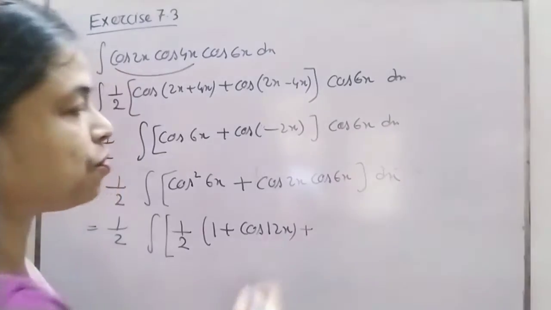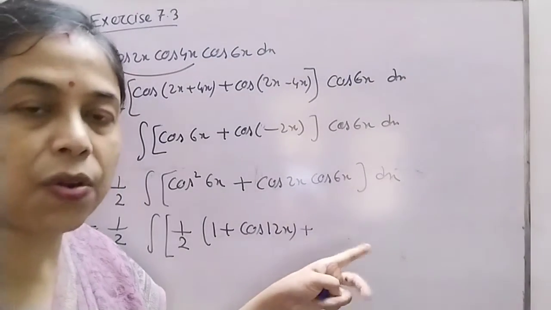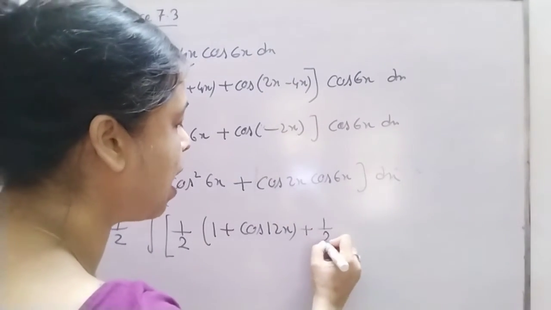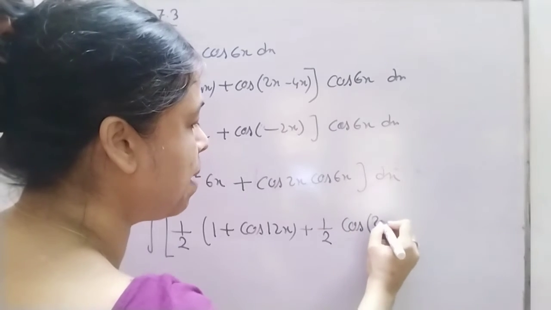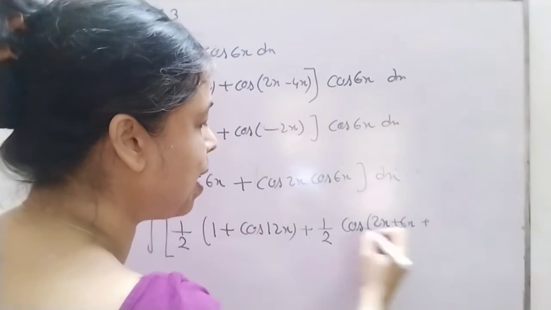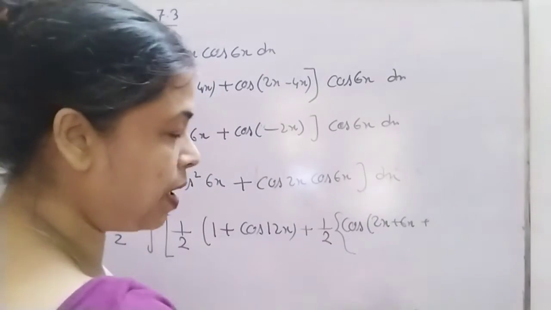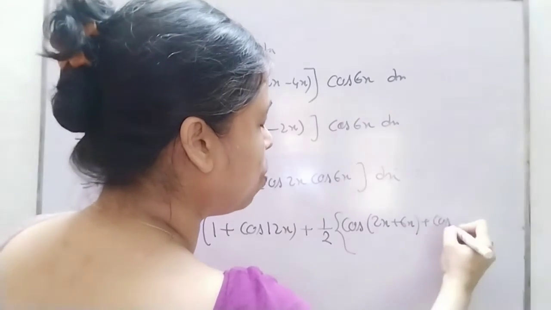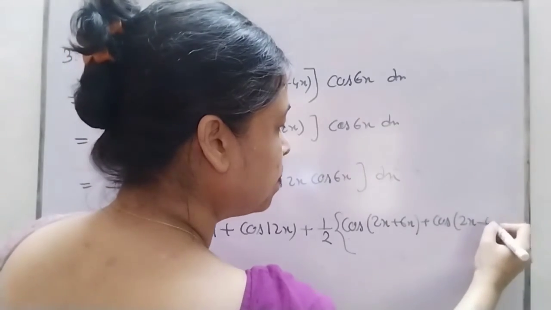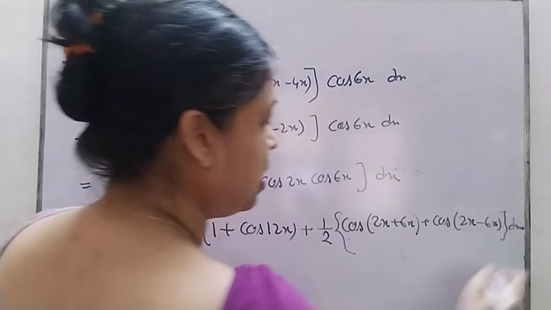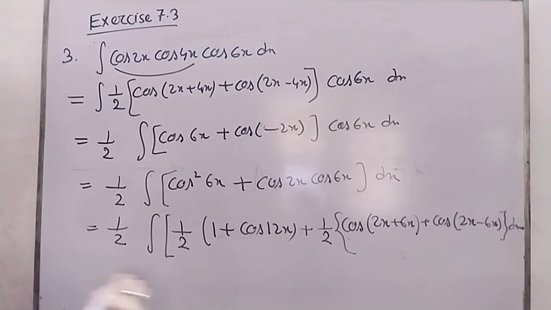Plus, again I have to use here cos C cos D or cos A cos B. That is equal to what? Half of cos of A plus B plus, this half is common, cos of A plus B plus cos of A minus B into dx. This is done. Next, I'll break the bracket. Okay, otherwise it may confuse you.